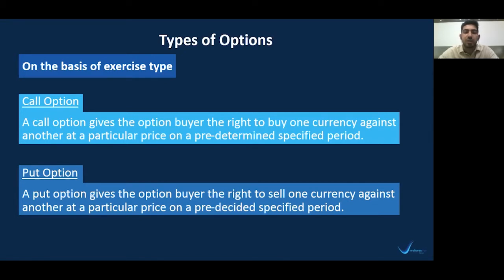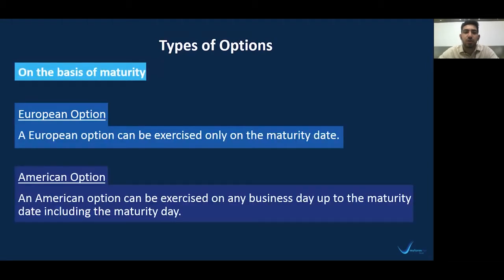Now, options are also classified on the basis of maturity. A European option can be exercised only on the maturity date, not any day before or after that. European options are what is predominantly done in India. The next type of option is the American option. An American option is a bit more flexible. It can be exercised on any day, even before the maturity date, but not after.